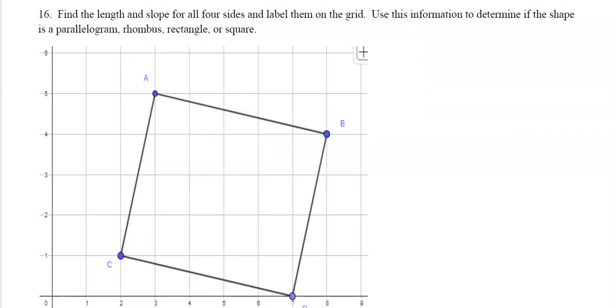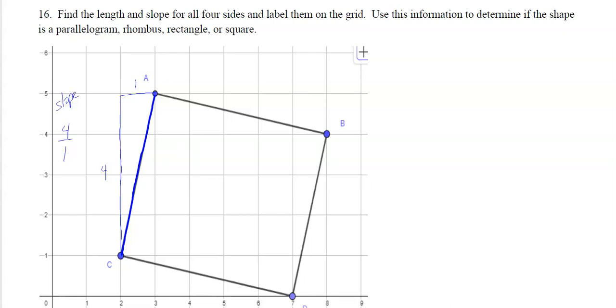So the length is just, well, let's do the slope first. So this line is increasing. It's going up from left to right. So I know it's going to have a positive slope. And how I find the slope is rise over run. Rise over run. So it looks like 4 over 1. So the slope is 4 over 1.